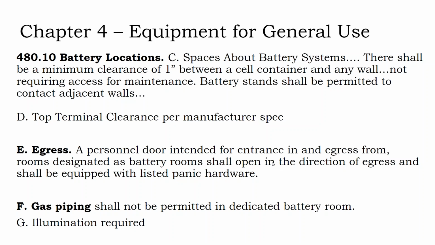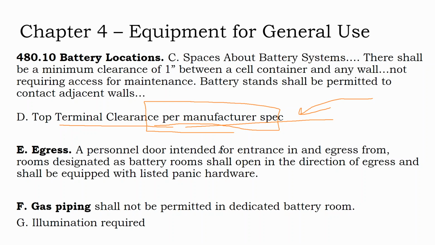Let's see. Battery clearance requirements: 1 inch between the battery and the wall. This is actually given an exemption later on for assembled batteries like the Tesla Powerwall. But if you're building your own battery bank, it needs to have 1 inch of space between the cell and the wall. There's clearance requirements between the top of the battery and the height of the next shelf that are driven by manufacturer specifications. It's weird that code says you got to abide by that, but I think they're just trying to remind you to check your battery specs before you pick out your shelf height.